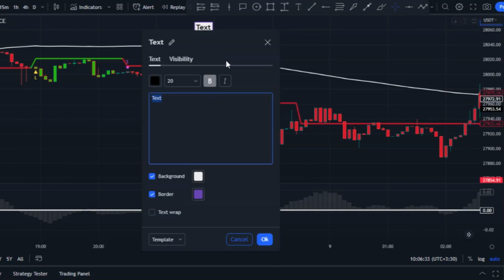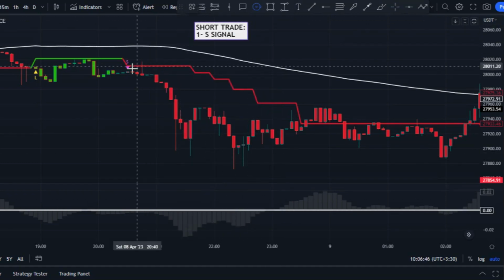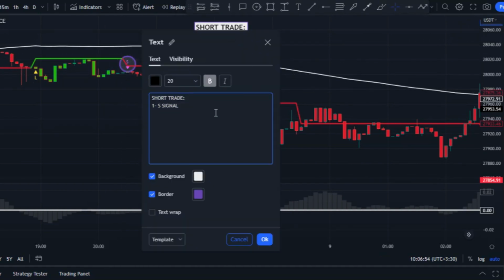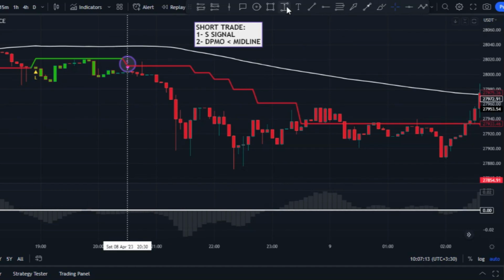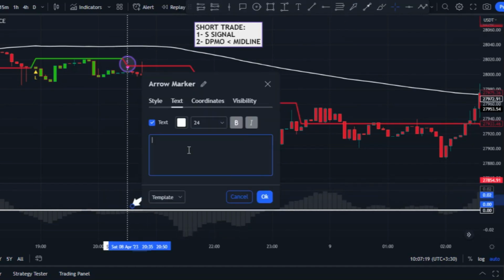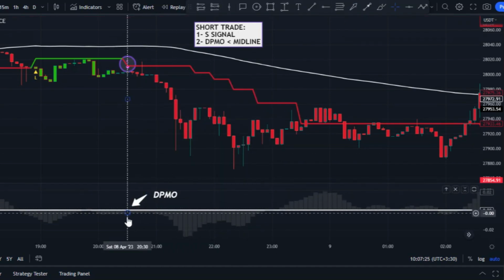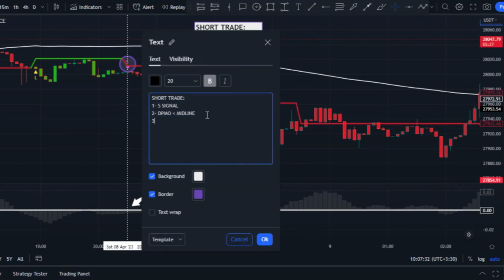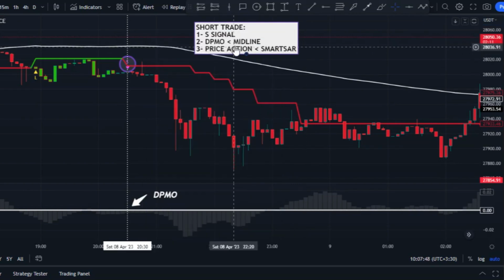To enter a short trade in this strategy, you need to wait for the short signal to be generated by the STD filtered indicator. Once the signal is generated, you should check the DPMO oscillator to make sure that its histogram is below the midline. Finally, to confirm the trade, the candlestick must be below the Smart SAR indicator.